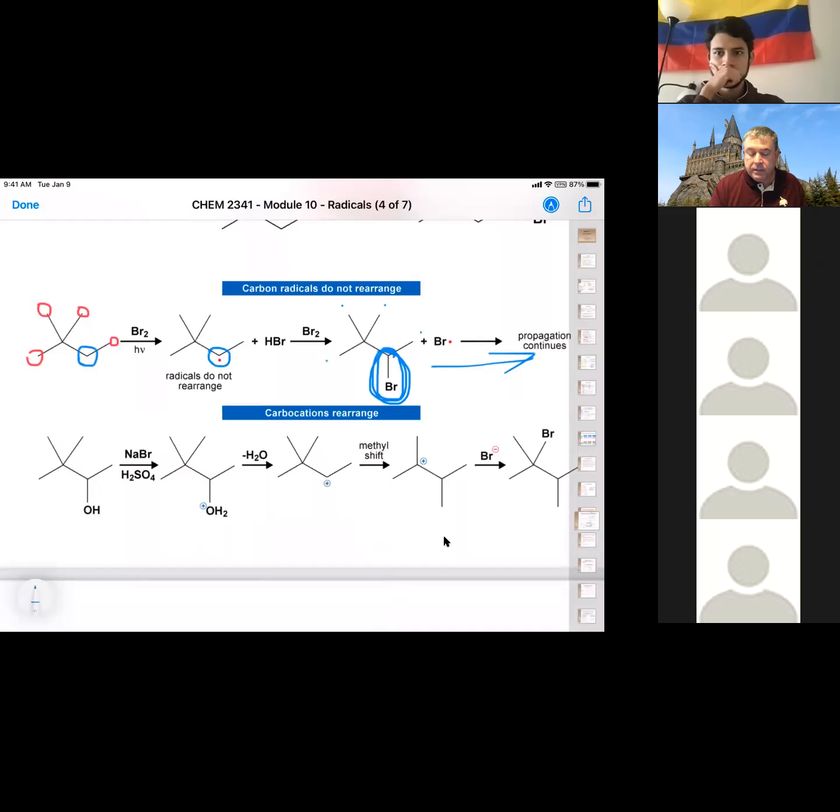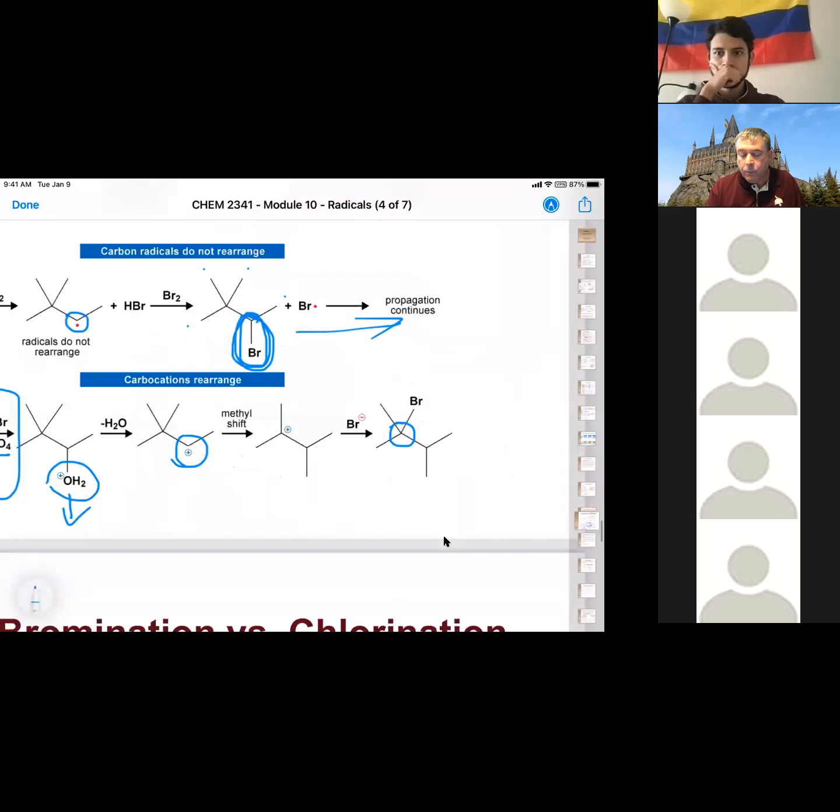If we tried to do this same reaction using a carbocation, we would see it move around. In this case, this is just a dehydration using sodium bromide and acid to give us our protonated alcohol, which then acts as a leaving group, giving us our carbocation. But what happens whenever we form a carbocation? It's a secondary carbocation. If it can do a hydride or methyl shift to give us a tertiary carbocation, it will. In fact, it does. And therefore, our primary product is the one with the bromine on that tertiary carbon.